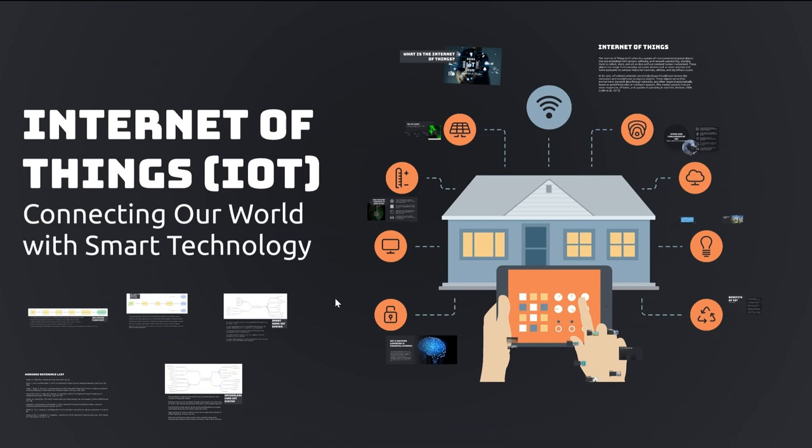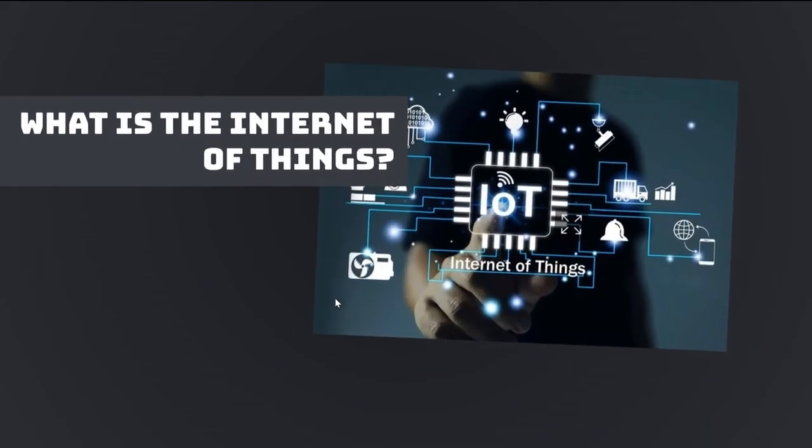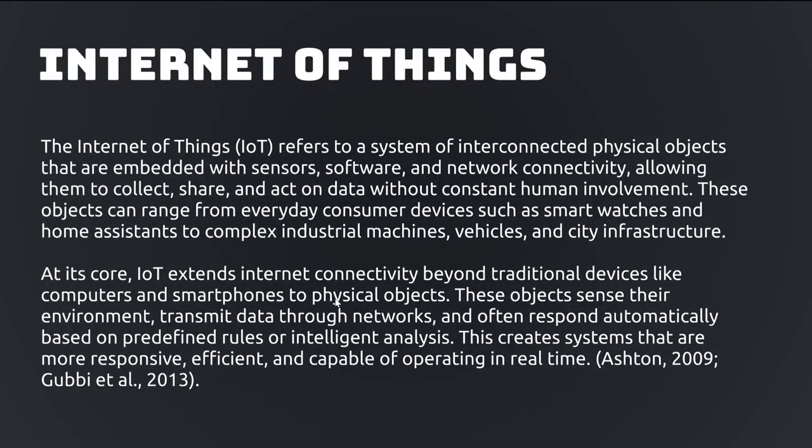Of Things. First up, what is Internet of Things? The Internet of Things refers to a network of physical objects that are connected to the Internet and equipped with sensors, software, and communication technologies. These devices can collect and exchange data automatically without requiring constant human interaction.